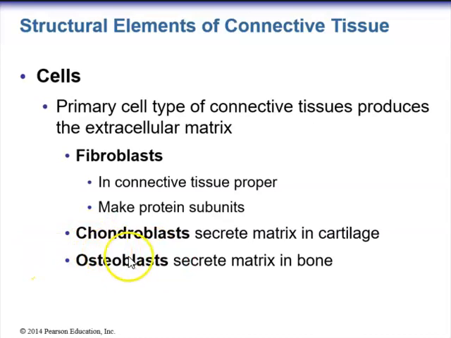Osteoblasts. Osteoblasts are the primary cell type and secrete matrix in bone. Whenever you see the prefix osteo, think bone. So notice across the 3 different types of cells, they have this part of the word in common, blasts. So fibroblasts, chondroblasts, osteoblasts. If you see a word that contains blasts, know that it means it is the primary cell type depending on the type of tissue.